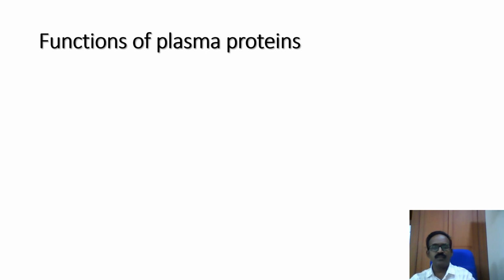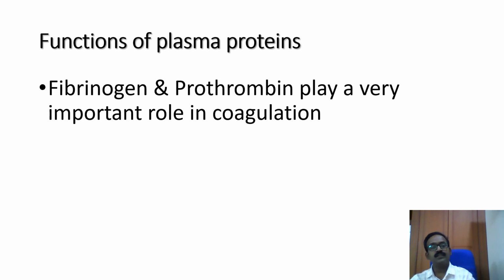Next important function of the plasma protein is that fibrinogen and prothrombin play a very important role in coagulation. Fibrinogen to fibrin is the final step of the coagulation pathway. That fibrinogen to fibrin conversion is done by thrombin. The prothrombin is converted to thrombin, and the thrombin converts the fibrinogen to fibrin. So fibrinogen and prothrombin play a very important role in the coagulation pathway.